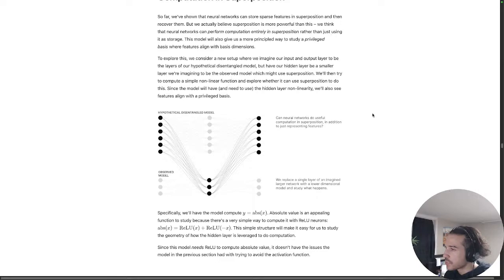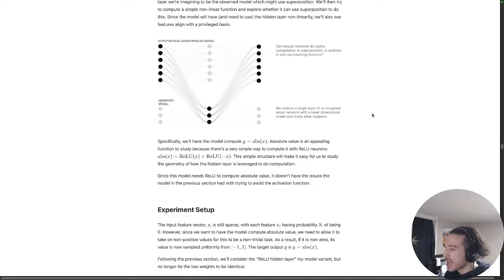We'll then try to compute a simple nonlinear function and explore whether it can use superposition to do this. Since the model will have and need to use the hidden layer nonlinearity, we'll also see features align with a privileged basis. Hypothetical disentangled model. Below that, the observed model, and they connect. Can neural networks do useful computation in superposition, in addition to just representing features? We replace a single layer of an imagined larger network with a lower dimensional model and study what happens.